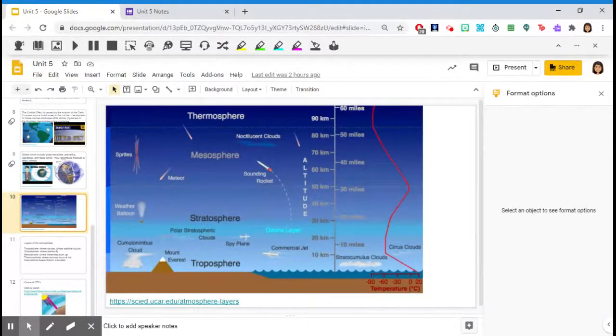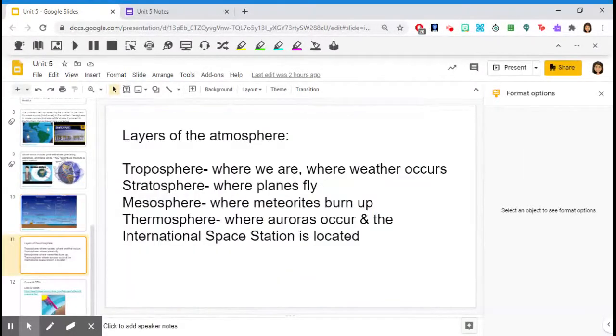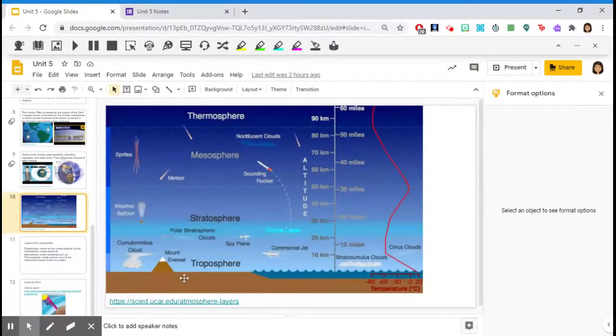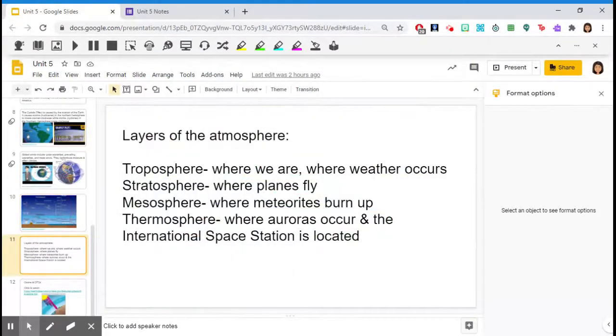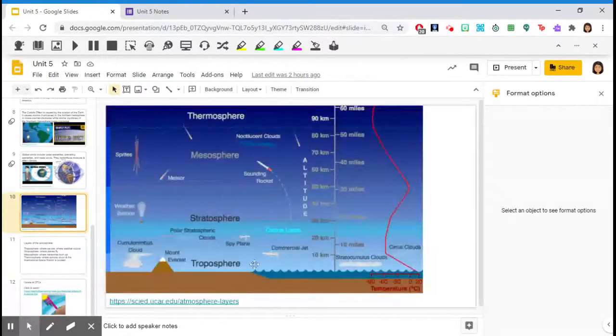And then what you did your sortable on the other day were the layers of the atmosphere. So our layers of the atmosphere in order. So we have Earth here where we are. The first lowest layer of the atmosphere is the troposphere. The troposphere is where we live. This is also where weather occurs. You find clouds in the troposphere. You find hot air balloons, mountains. We live in the troposphere.